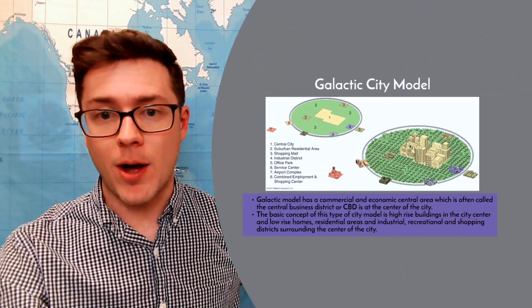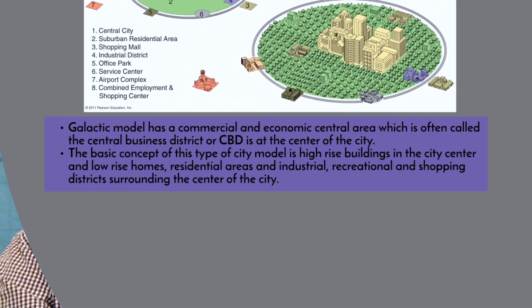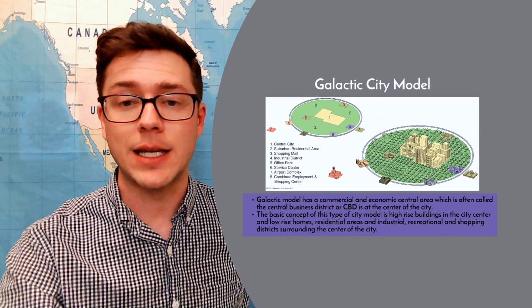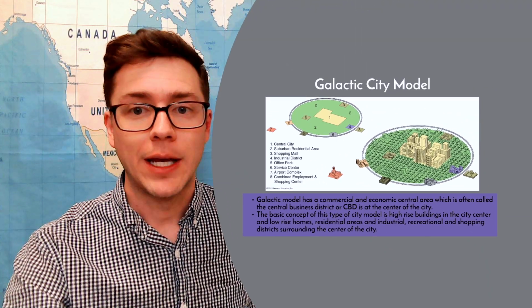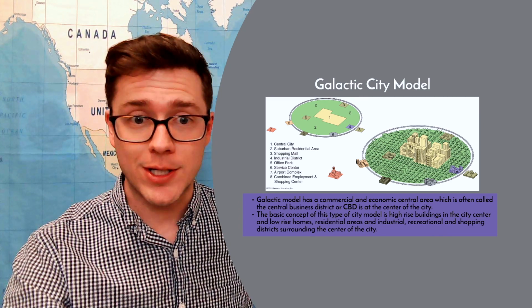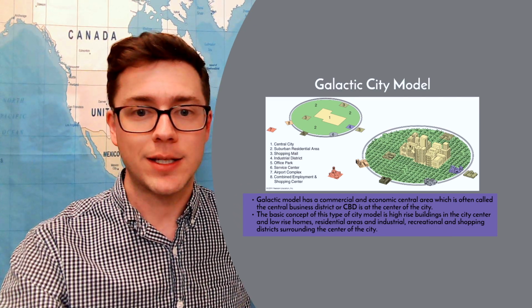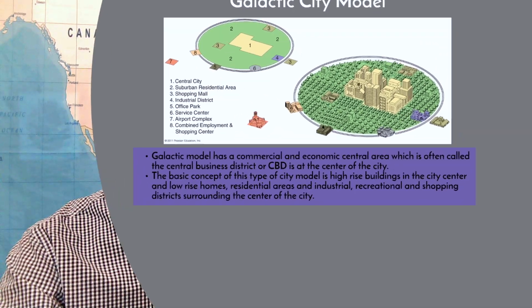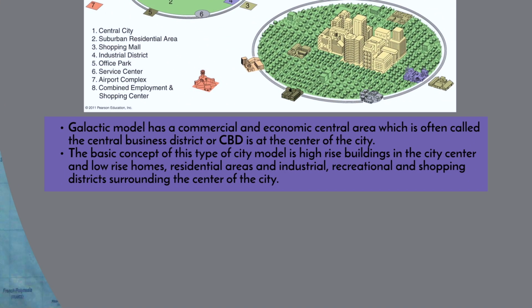The Galactic City model is a more recent invention. So the Galactic City model came about as suburban southern cities developed with edge cities and things like that. You can imagine which one applies to cities like Atlanta and Dallas. This is the one that you may be familiar with.